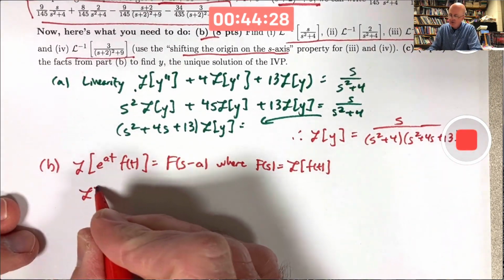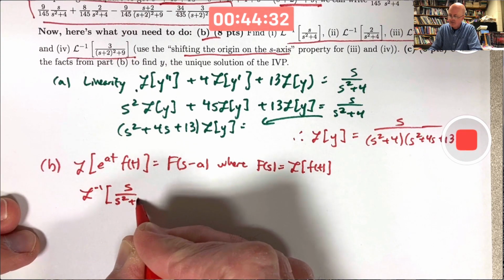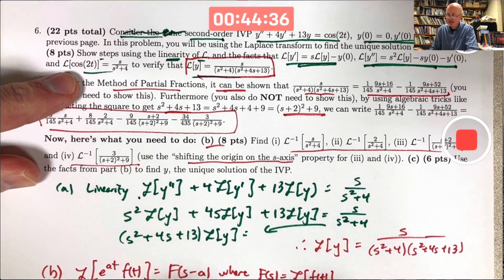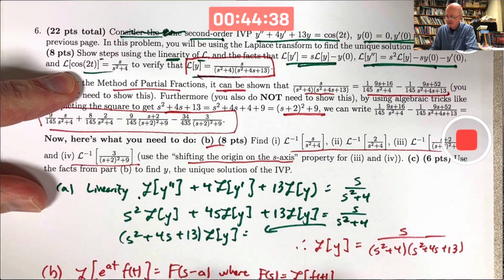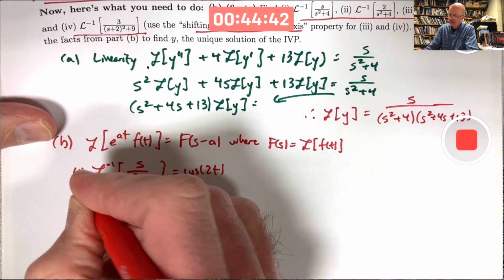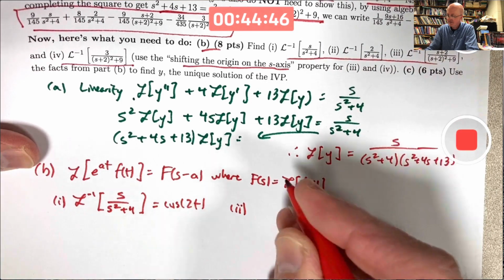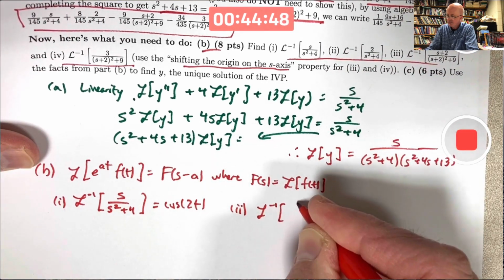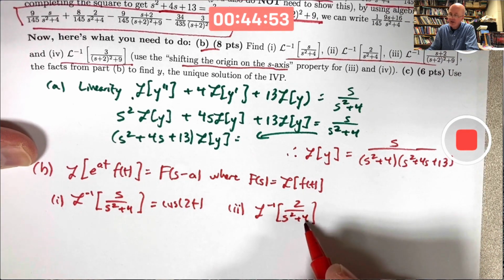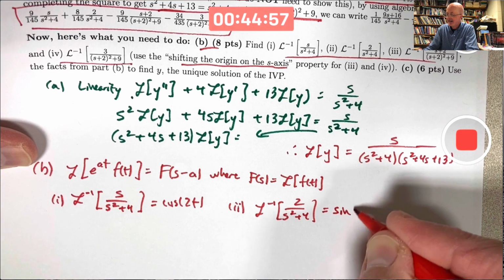The other ones, 1 and 2, are memorized. Inverse Laplace transform of s over s squared plus 4, actually that's there, is cos 2t. Inverse Laplace transform of this one, 2 over s squared plus 4. Since 4 is 2 squared, it turns out, is sine of 2t.